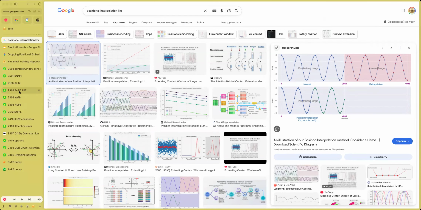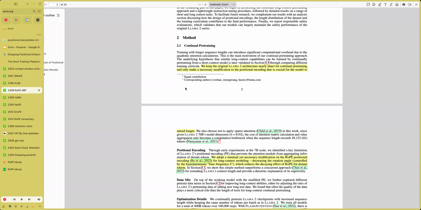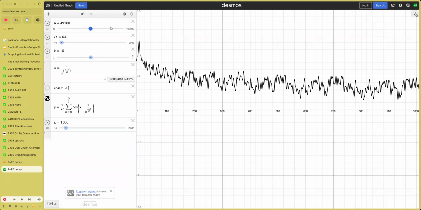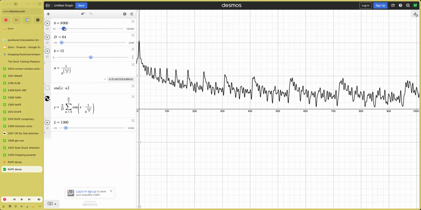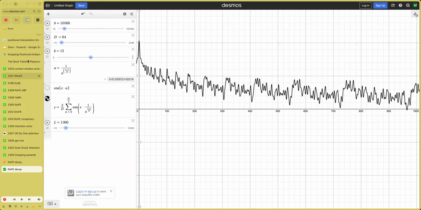And this linear interpolation, we just literally change indexes, so distances become smaller. But with ABF, we are changing base frequency, which kind of does the same, but the distribution is different because we are changing small frequencies a lot and high frequencies not that much, or vice versa. I don't remember exactly. But the point is, it's non-linear.